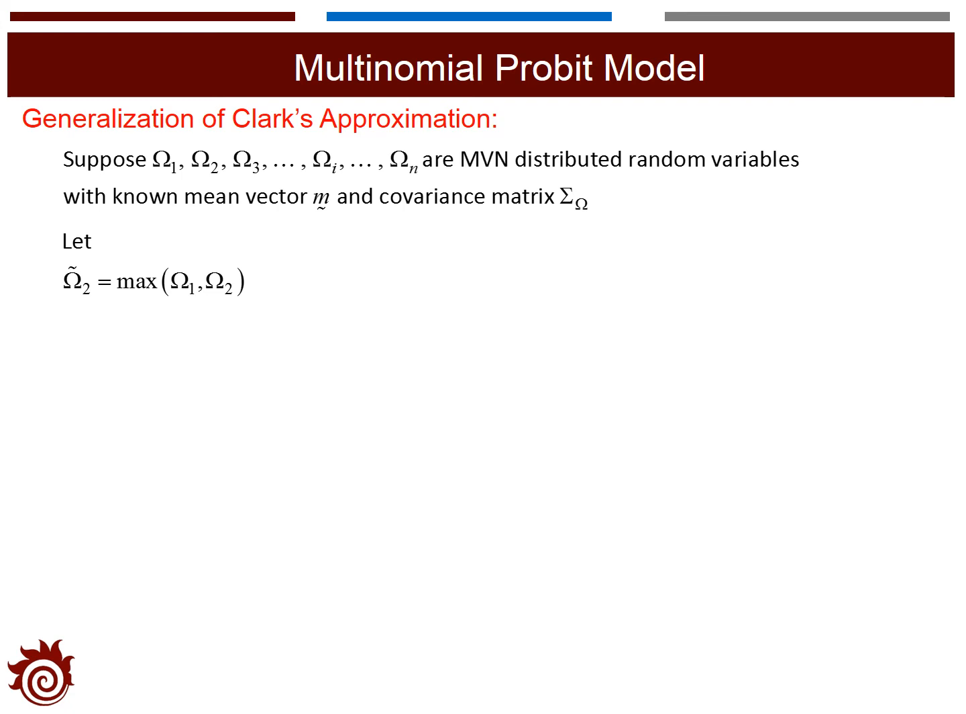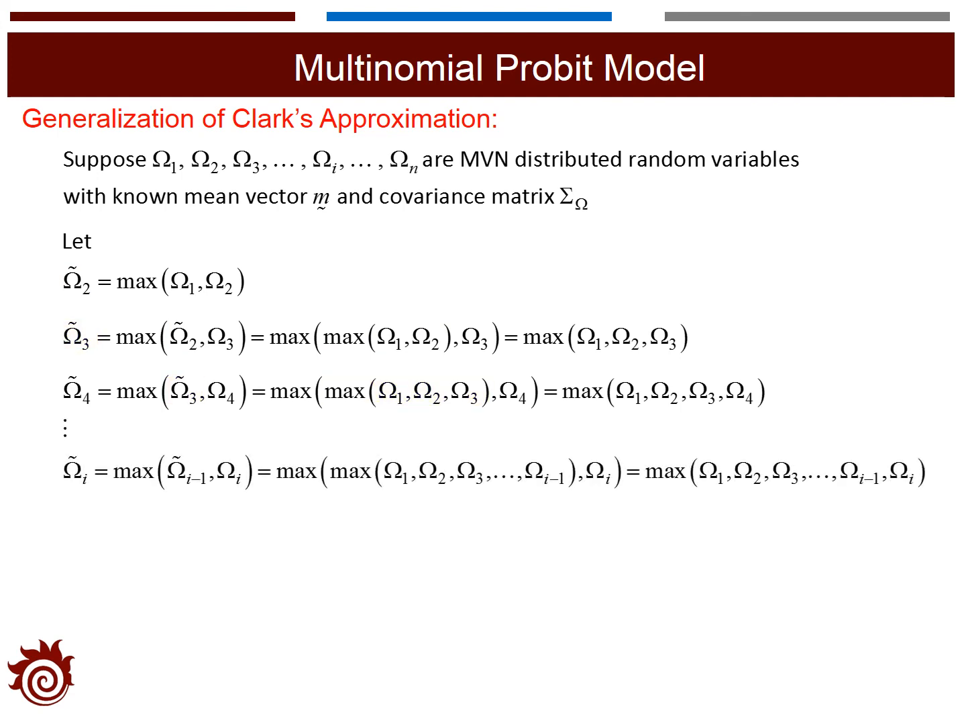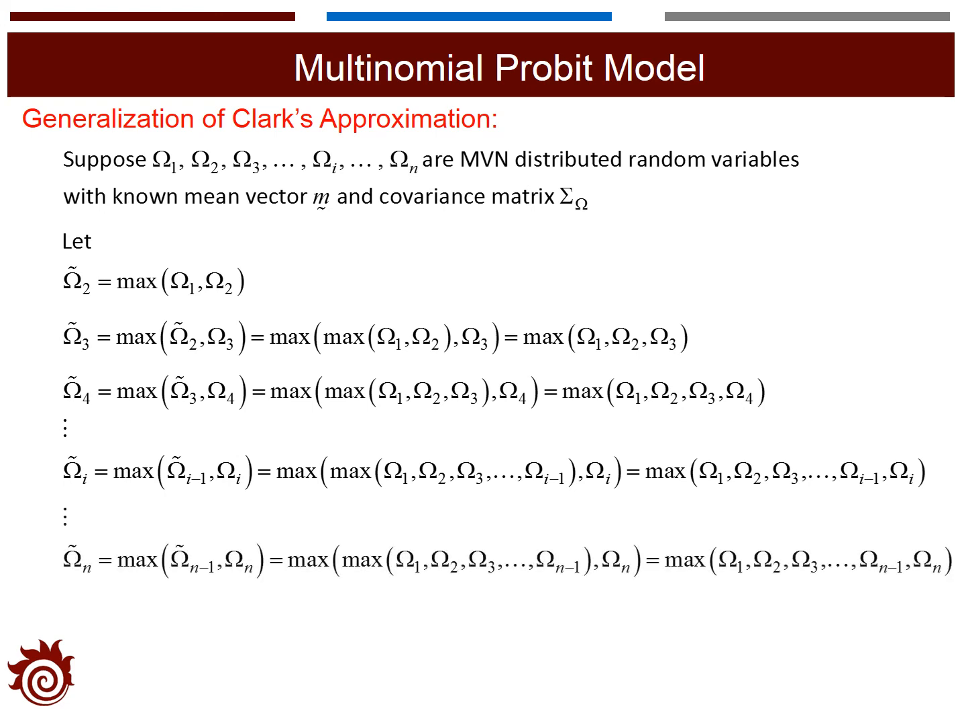First, we will find out the maximization of omega 1 and omega 2 as omega 2 tilde. And then we are able to find out omega 3 tilde as the maximization of omega 2 tilde and omega 3. And then we go to omega 4 tilde, and gradually we can find out omega i tilde. Eventually we will get omega n tilde, which will be the maximization of the n random variables.